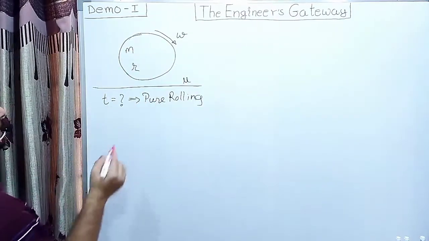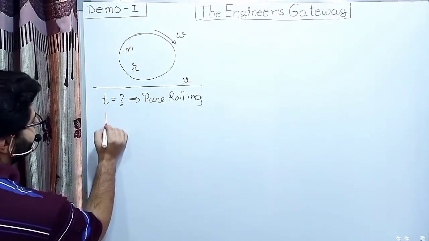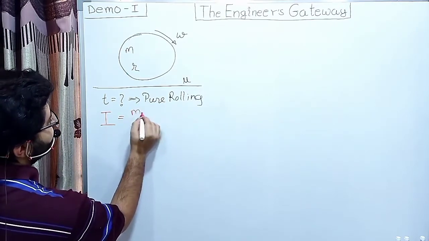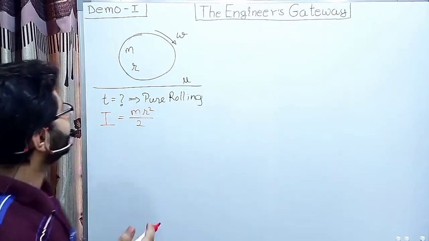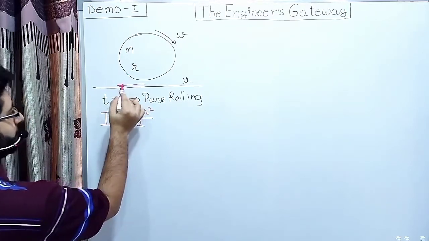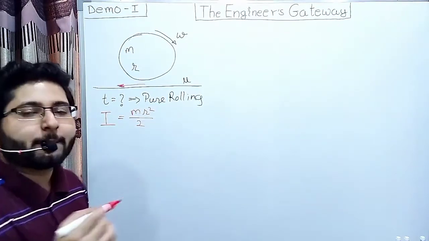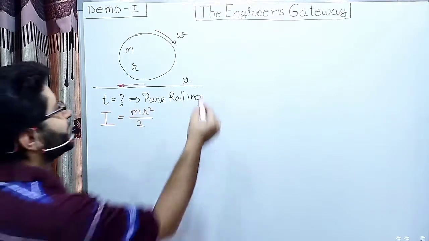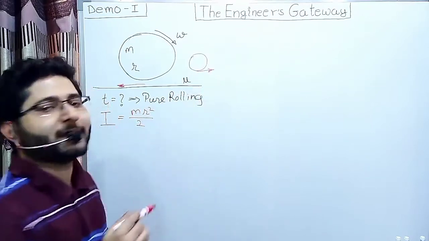You are given angular velocity omega, you are given mass m, you are given radius r. We know that for a spinning disk, moment of inertia will be given by mr square by 2. Also, we know that due to friction over here, you have to carefully see the direction of friction I have used. It is backward and not forward, because when there is slippage, the direction of friction will be backwards and not forwards, whereas in case of pure rolling, friction acts in forward direction.